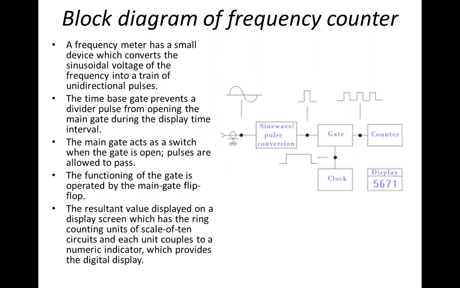The main gate acts as a switch. When the gate is open, pulses are allowed to pass. When the gate is closed, pulses are not allowed to pass. That means the flow of pulses gets obstructed.